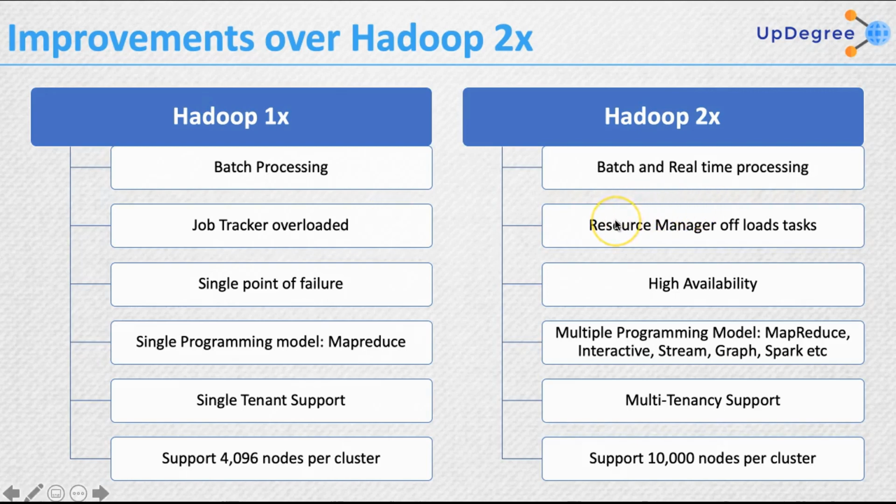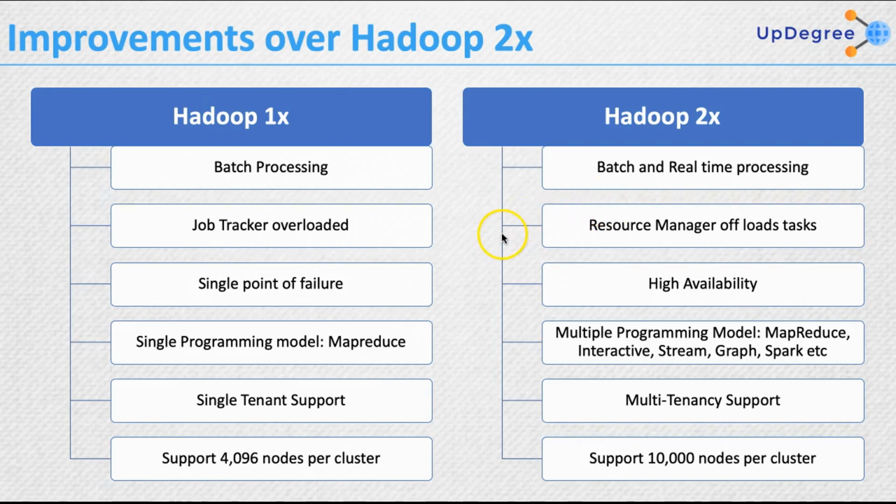With Hadoop 2x, the resource manager has offloaded the tasks. It says, I will take two job responsibilities: one is the scheduling of the job, and the second is application management. In that way, it has offloaded some of its work to the containers, which are managed by the node manager, and the rest to the application master. So the resource manager says, just give me the job, and I'll complete the scheduling and application management.